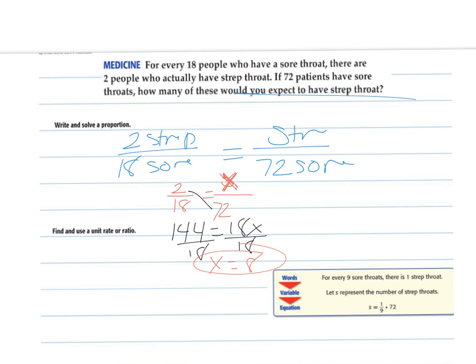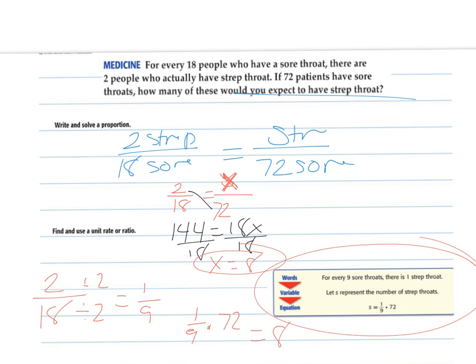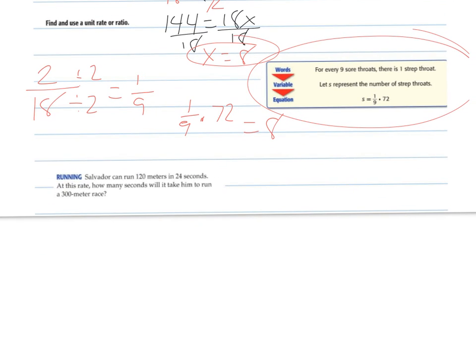So you could do it that way, or again, compare the unit rates. So 2 out of 18, divide by 2, we get 1 to 9. So we could say about 1/9, and then do 1/9 of 72 is 8. So you can give this one a try, and then we're set to go.